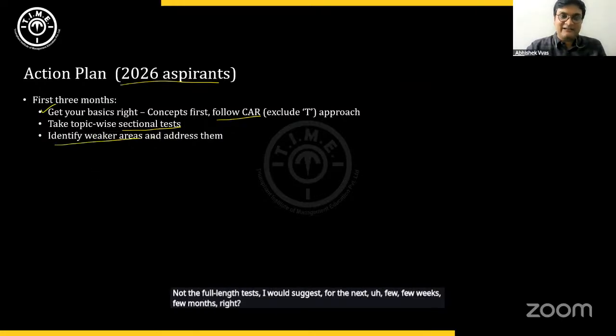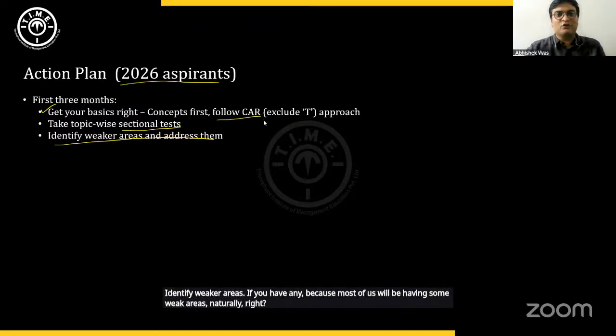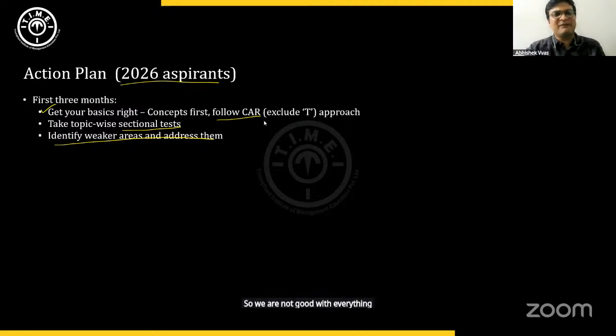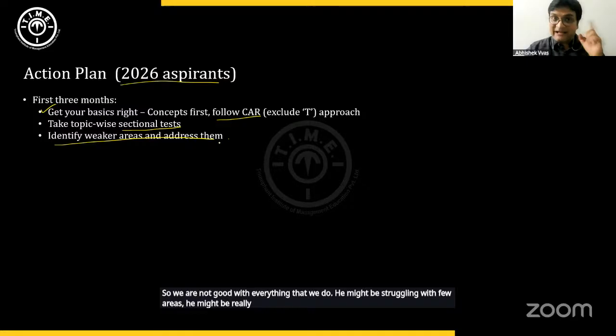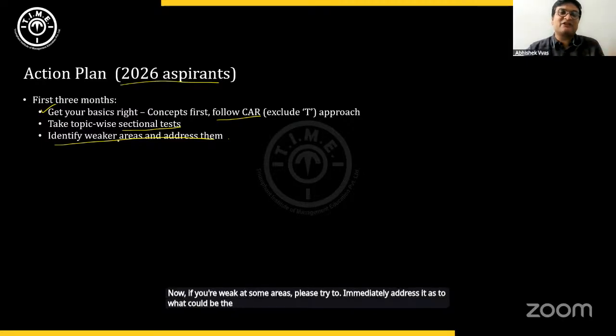Identify weaker areas, if you have any, because most of us will naturally have some weak areas, right? We are not good with everything that we do. We might be struggling with a few areas. We might be really good with some other areas. Identify them, right? Now, if you're weak in some areas, please try to immediately address it as to what could be the corrective action plan you may take.